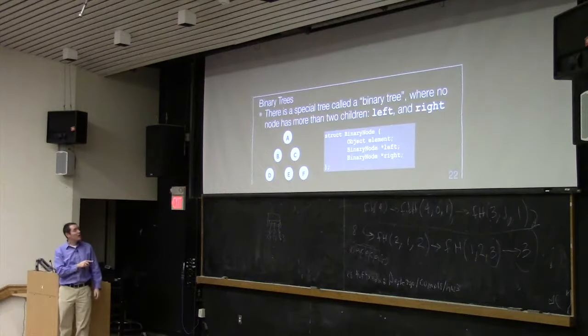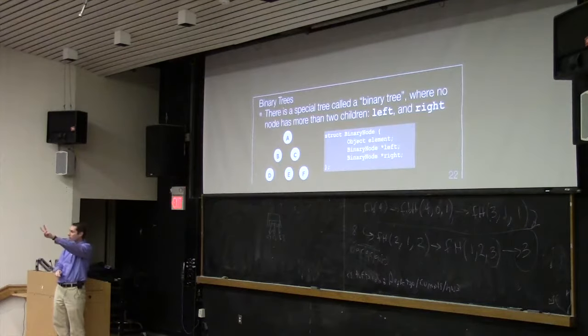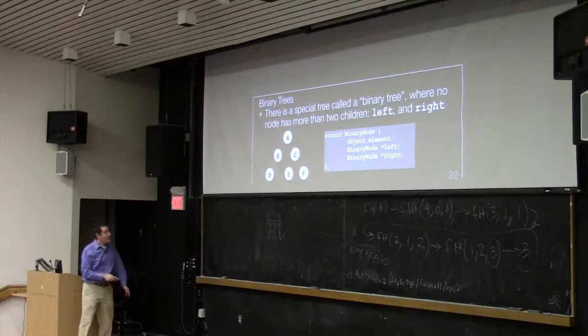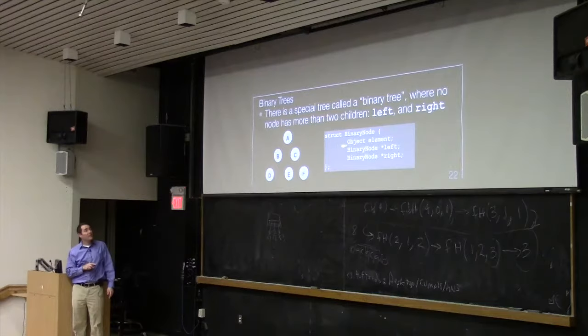So a binary tree just looks like this. First of all, the node is easy. You've got the element, and you've got two pointers now, one to the left and one to the right. And that's all there is to the node. It seems very much like a linked list, except now you can go in two different directions.